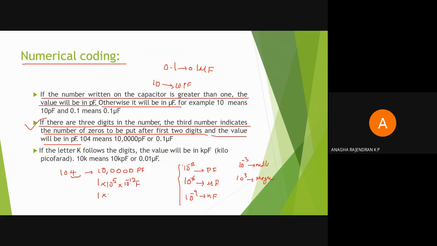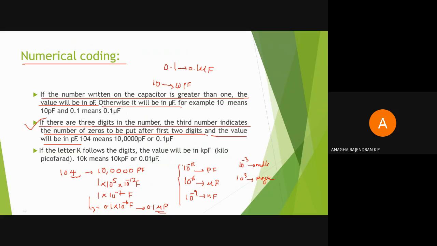So again rearranging it, 10 raised to 5 into 10 raised to minus 12 is 10 raised to minus 7 farad. That is equal to 0.1 into 10 raised to minus 6 farad. We can rewrite it like this: 1 into 10 raised to minus 7, rearranged, 0.1 into 10 raised to minus 6 farad. What is that equal to? 0.1 microfarad. 0.1 into 10 raised to minus 6 farad means 0.1 microfarad.